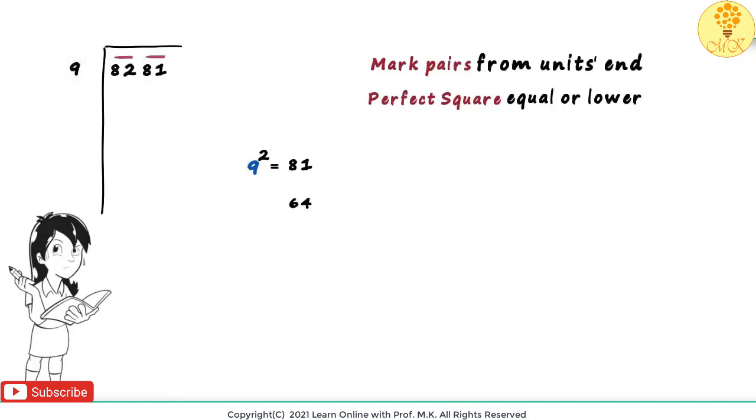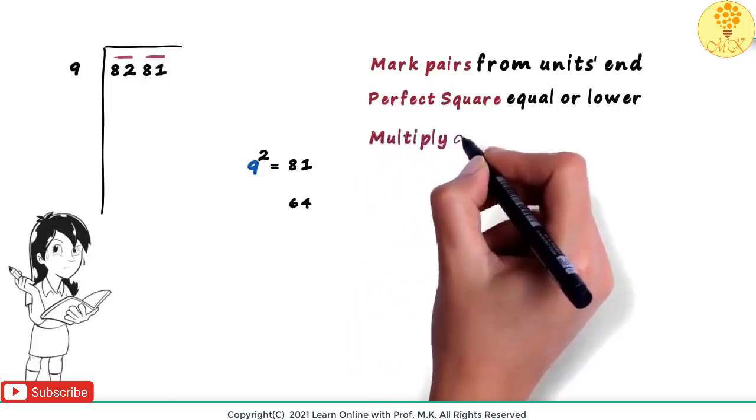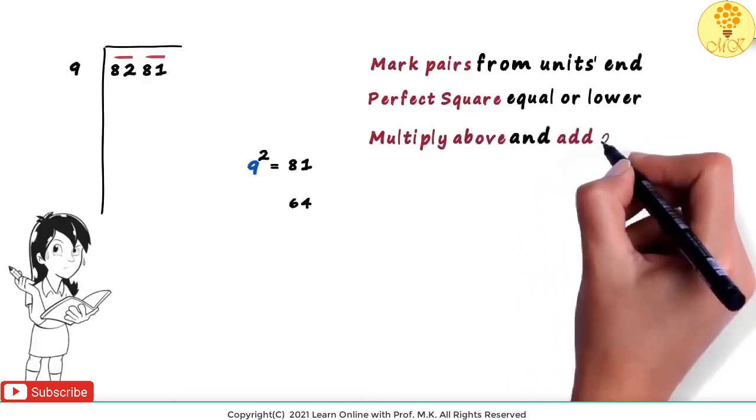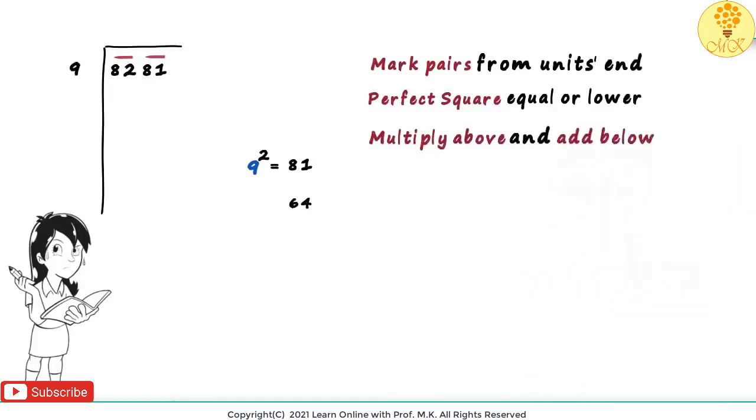The next step is one of the easiest steps, but it's a step where most of the students get confused. The step says multiply above and add below. But what do we multiply and what do we add? It is the same number, 9. Let's focus on multiplying above first. We multiply 9 with 9 and write the product here. So the 9 you are multiplying is written on top.